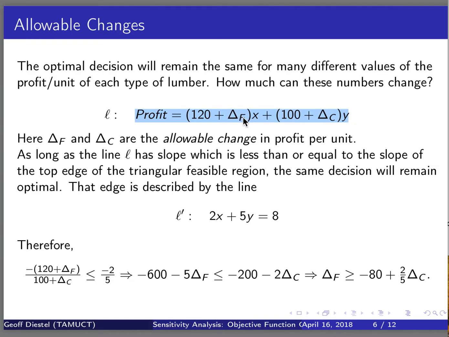So if delta F is changing, that's going to change the profit. However, if delta C is changing, it's really not going to change the profit until we have to make a new decision, which would require us to actually make some construction grade lumber. Just doing the algebra, we got to a simplified relationship: as long as delta F is greater than or equal to negative 80 plus 2/5 times delta C, any pair of changes for delta F and delta C which satisfy that inequality would lead to the same decision.